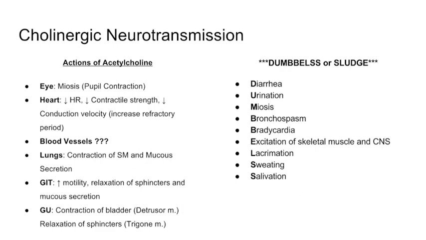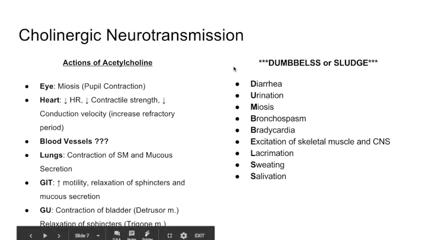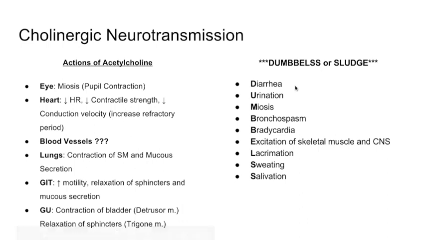There are some different things that are helpful to remember. One of the acronyms is DUMBBELS. You'll see this probably throughout the next couple of slides. I've just kept pasting it there to reiterate the point. From those effects I've just given you, cholinergic neurotransmission causes diarrhea, urination, miosis (pupil contraction), bronchospasm, bradycardia (it slows down the heart), excitation of skeletal muscles in the CNS, lacrimation (the increase in secretions), sweating, and salivation. You've got to know that cold. You have to understand that.